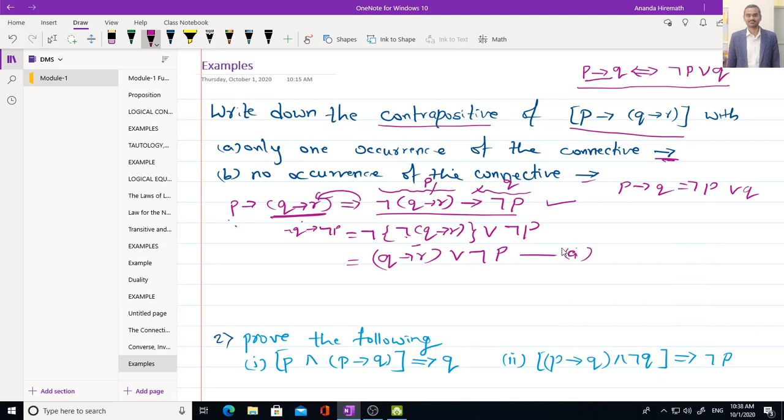Now let us try to solve even this. Then it will be, now Q conditional R can be written as not Q or R, or not P as it is. Now this is the second required result, that is with no occurrence of the connective. So this example is completely solved.